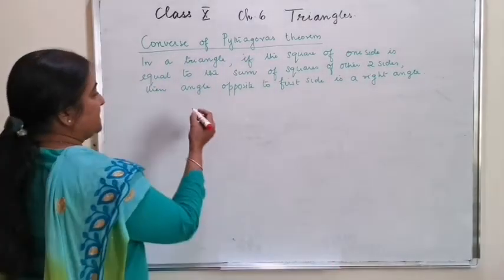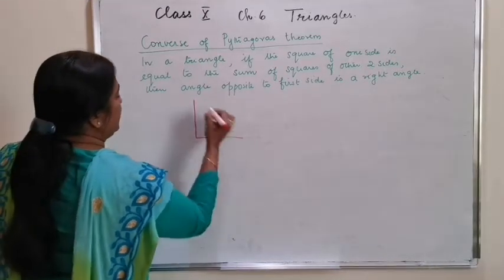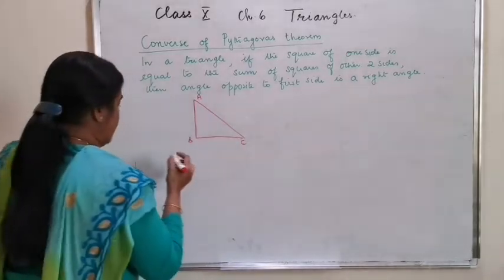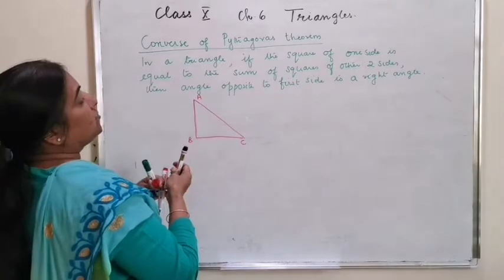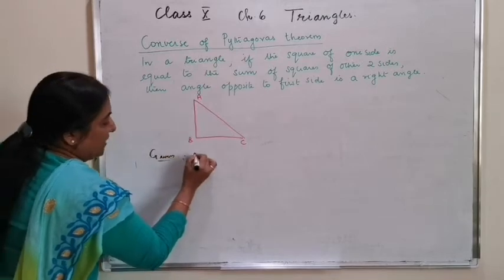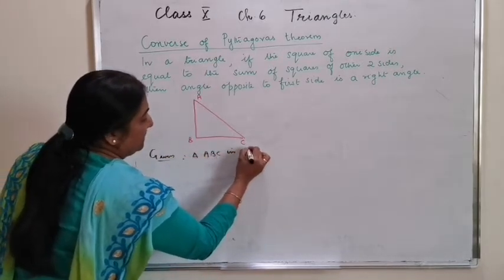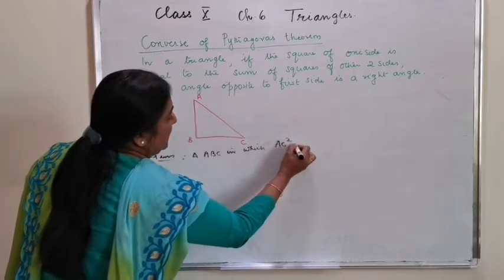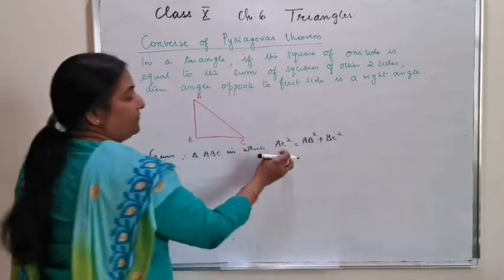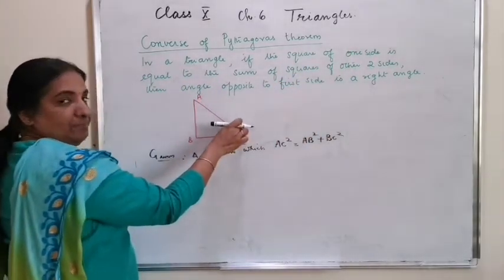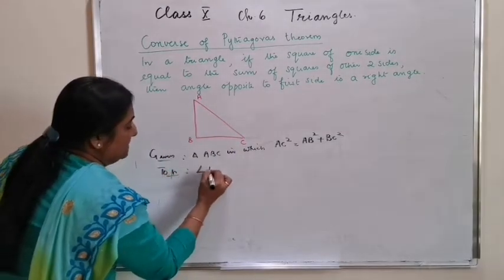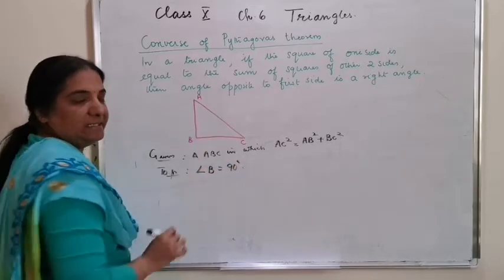So the given figure is just a triangle ABC, and the given condition will be: triangle ABC in which AC square is equal to AB square plus BC square. So the first side we have taken here is AC. Opposite to AC is angle B. So what is to prove is angle B is equal to 90 degrees.